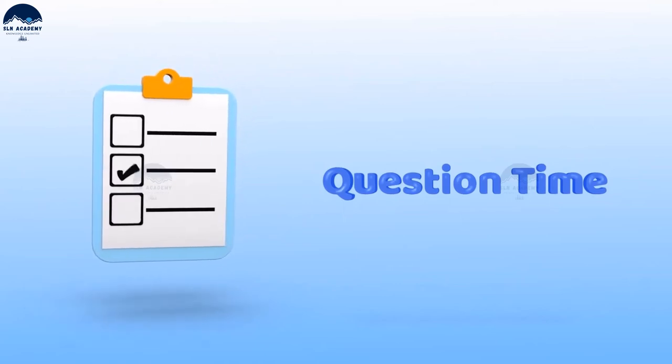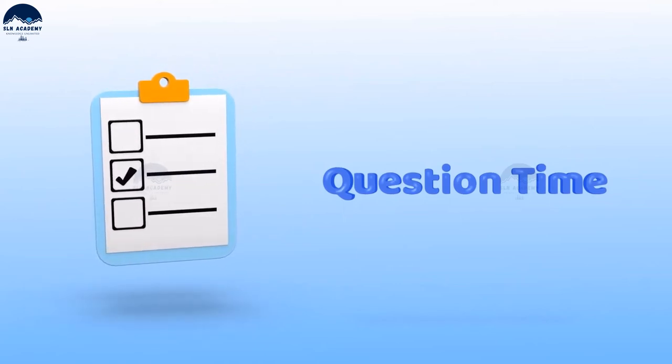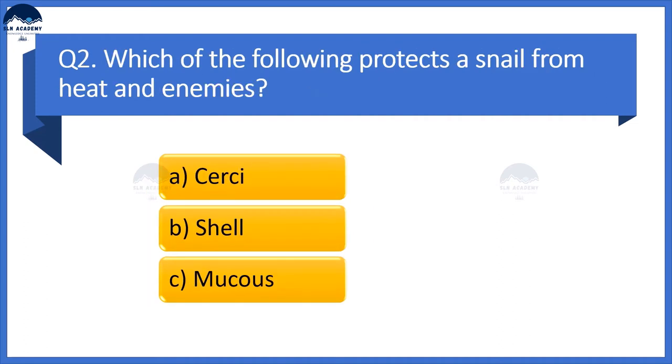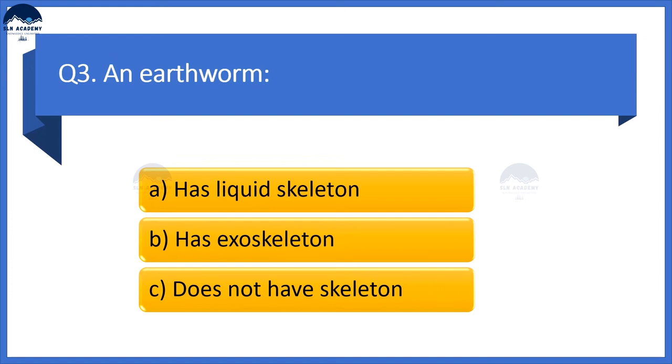Now, let us move to our favorite session, question time. Question 1. The internal skeleton of a fish can be made up of bones and dash or both. Options are Option A, muzzle. Option B, cartilage. Option C, setae. Question 2. Which of the following protects a snail from heat and enemies? Option 1, silky. Option 2, shell. And option 3, mucus. Question 3. An earthworm, option A, has liquid skeleton. Option B, has exoskeleton. Option C, does not have skeleton.